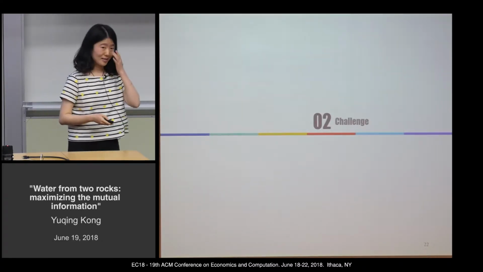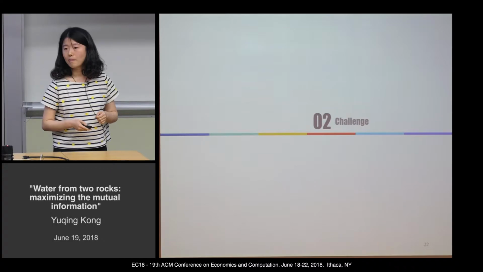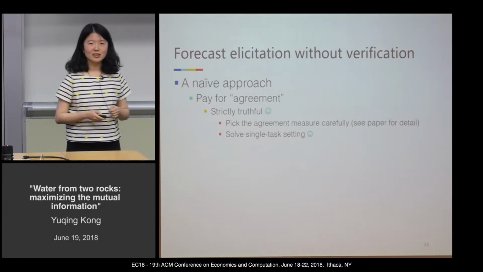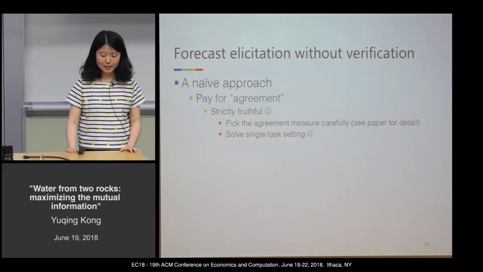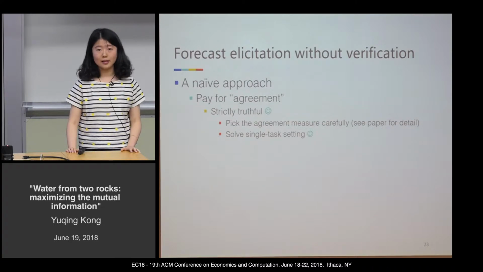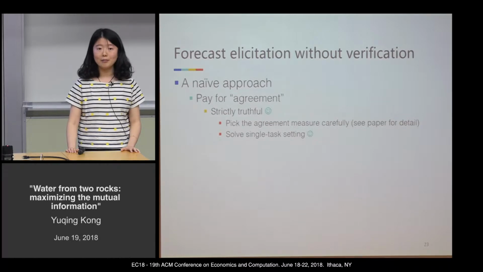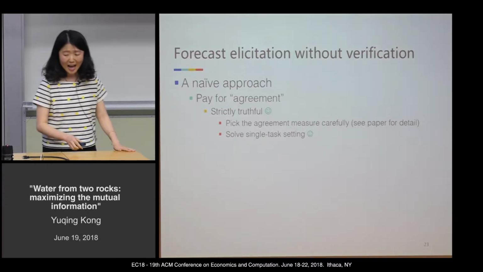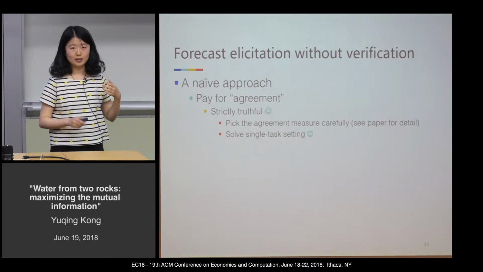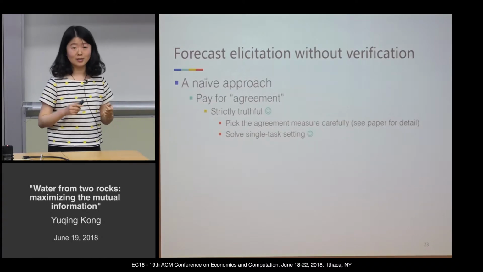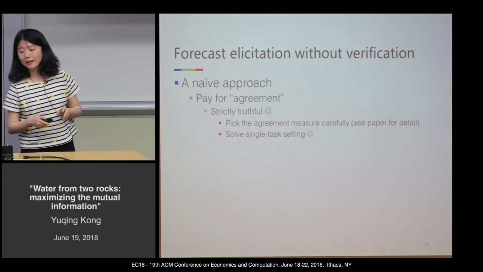Okay. So now let's start to talk about the challenge of these two problems and also why these two problems are equivalent. For the forecast elicitation problem, one naive idea is: if both Alice and Bob tell the truth, then their predictions should be similar to each other because they are forecasting the same thing. In this case, can we pay for agreement? This naive idea turns out to work if we only want to prove strictly truthful, which means that truth-telling is a strict equilibrium, but we need to pick the agreement measurement carefully, and I omit the detail here.